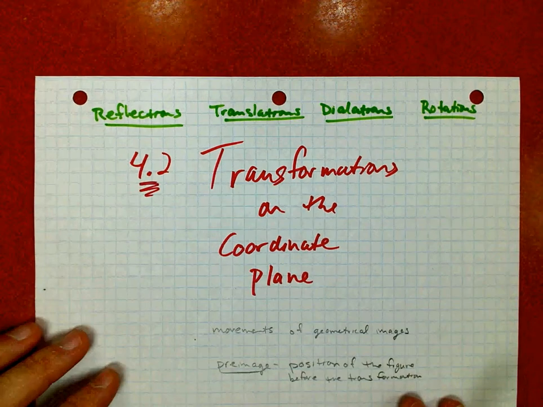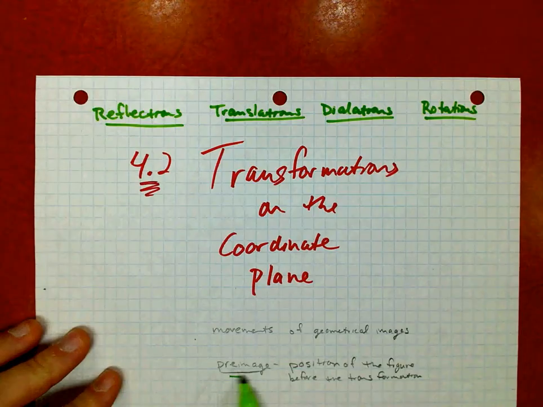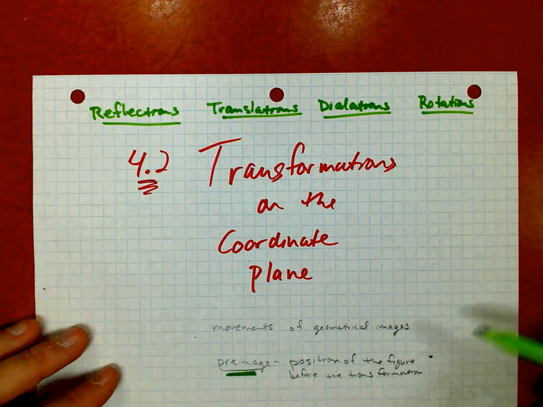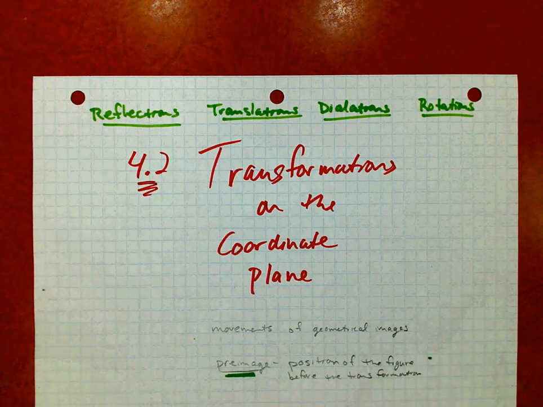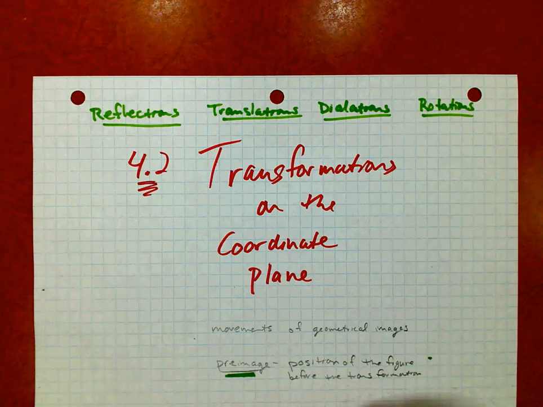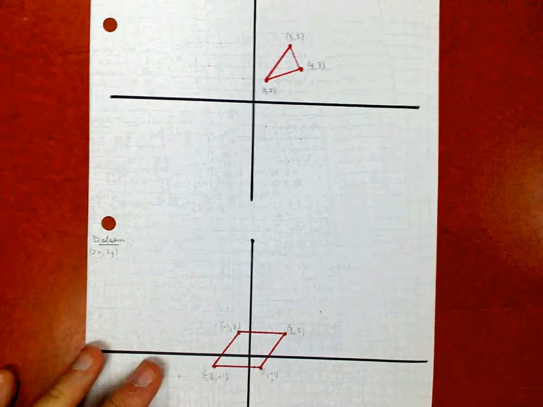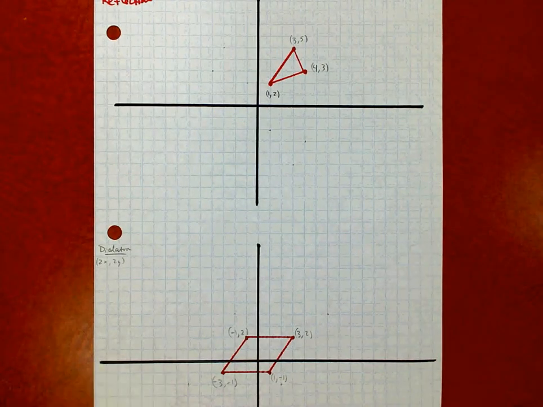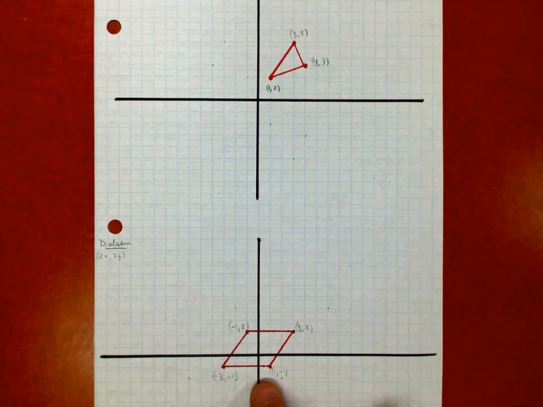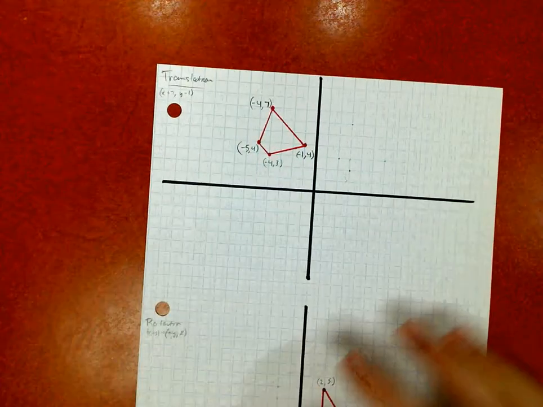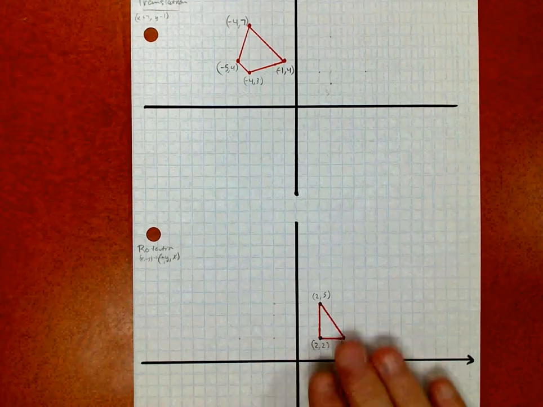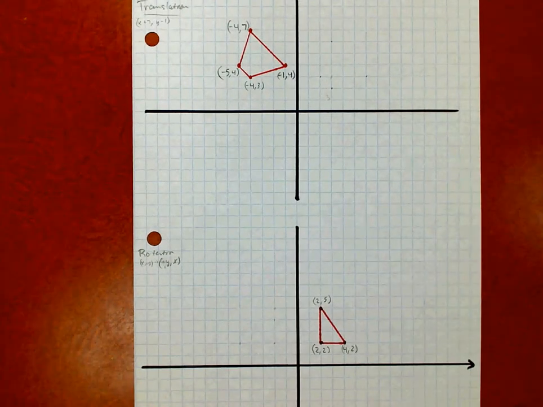It's important to note a key vocabulary word here, the preimage. A preimage is the position of the figure before it undergoes a transformation. So let's take a look at a few preimages here first. Here's a preimage of a triangle that we're going to reflect, and a pretty sweet parallelogram down here that we're going to do a dilation on. We've also got a trapezoid up here, as well as another triangle over here that we'll be doing a translation and a rotation.